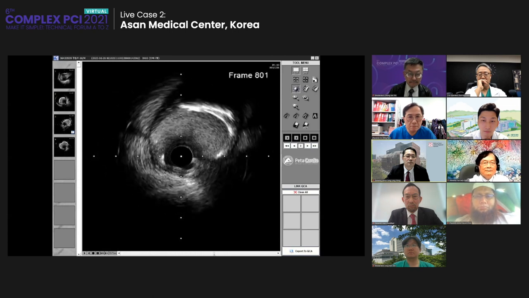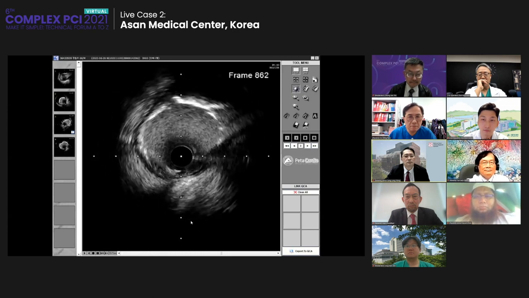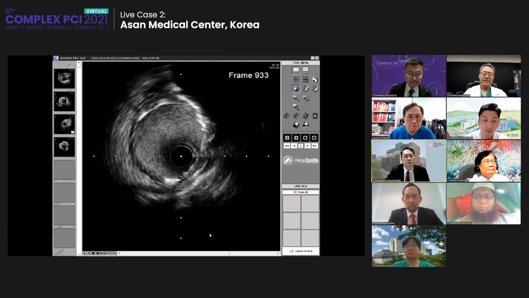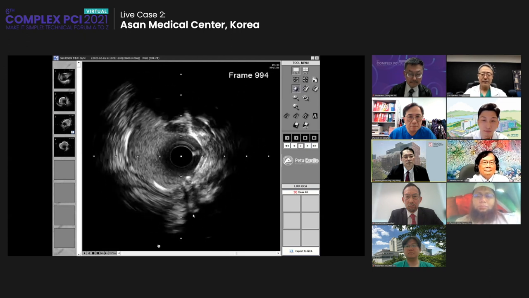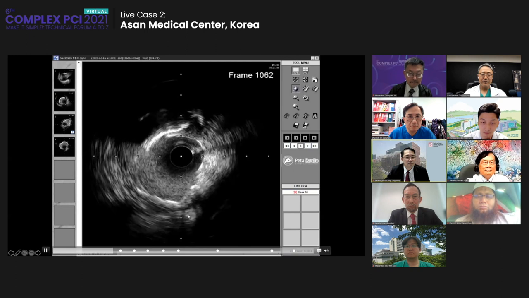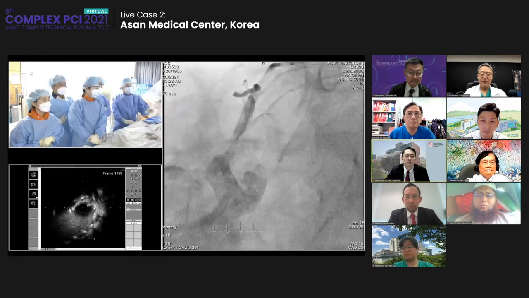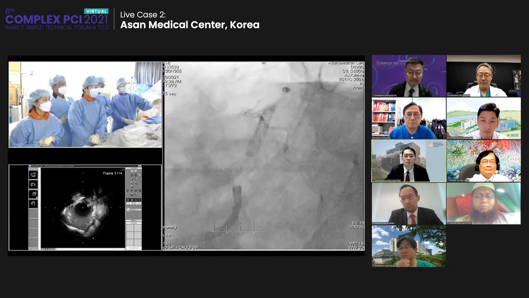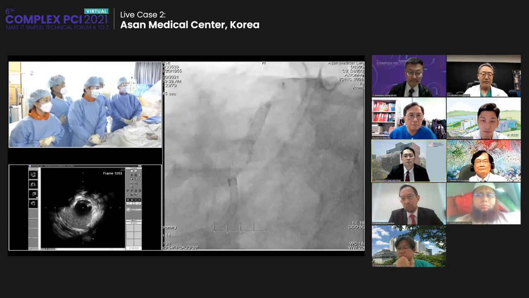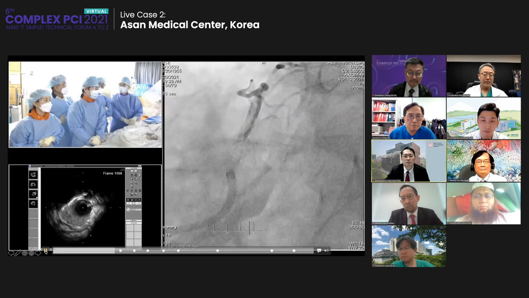So, current status, we have a lot of options on how to do this. So, Dr. Wong, what would you do about that? First, the most important thing is to open the left main, and the second goal is to open the circumflex.